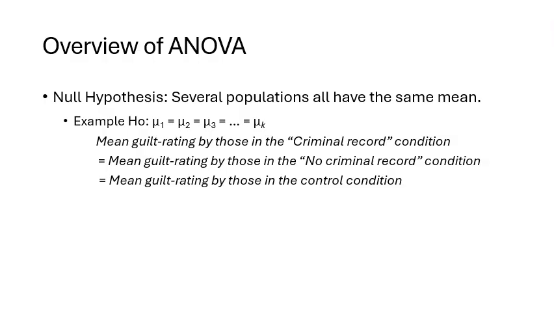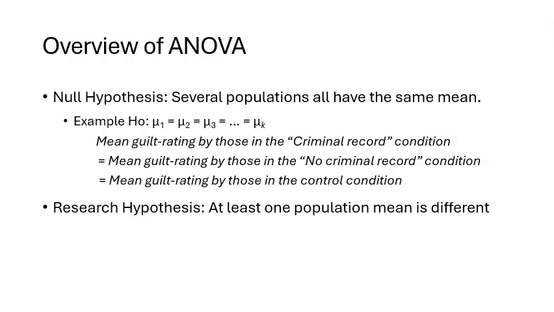And we might say it in words like this: the mean guilt rating by those in the criminal record condition is equal to the mean guilt rating by those in the no criminal record condition is equal to the mean guilt rating by those in the control condition. And so that's how the null is stated.